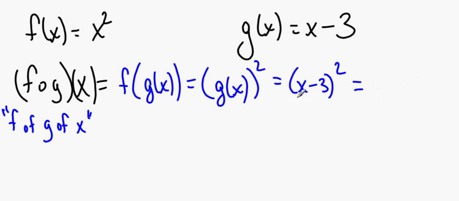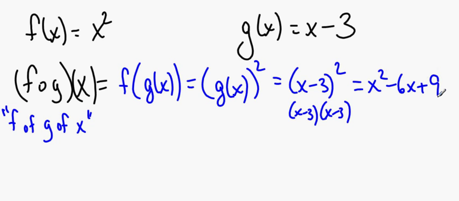This is (x minus 3) times (x minus 3), and if you were to multiply those together using whatever process you use to expand brackets, you end up with that.